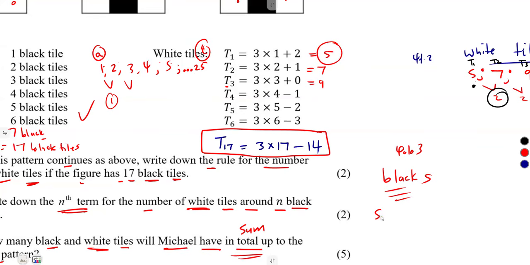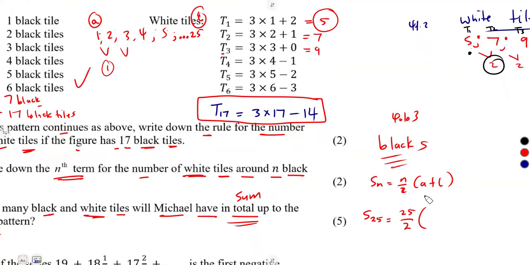So you can find the sum from there, n over 2 into A plus L, because you're forming an arithmetic. So the blacks, how many are they? 25. So it's the sum of 25 terms. That's 25 over 2 into A, your A is the first term, 1, plus L, which is the last term, 25. 1 plus 25. All right.